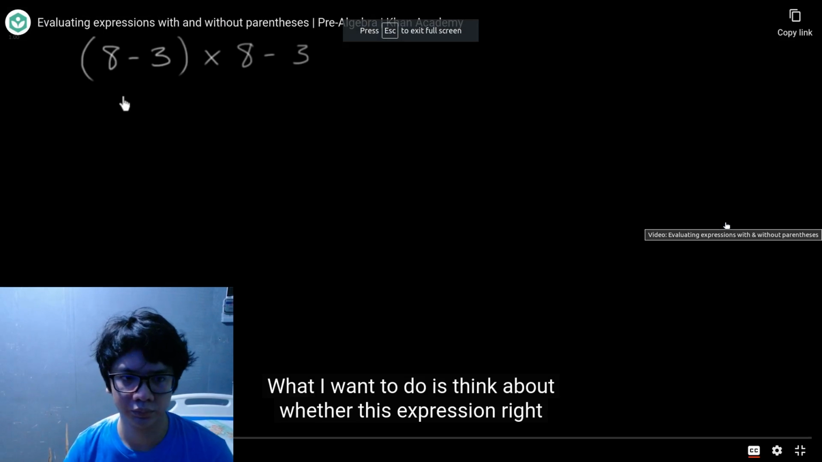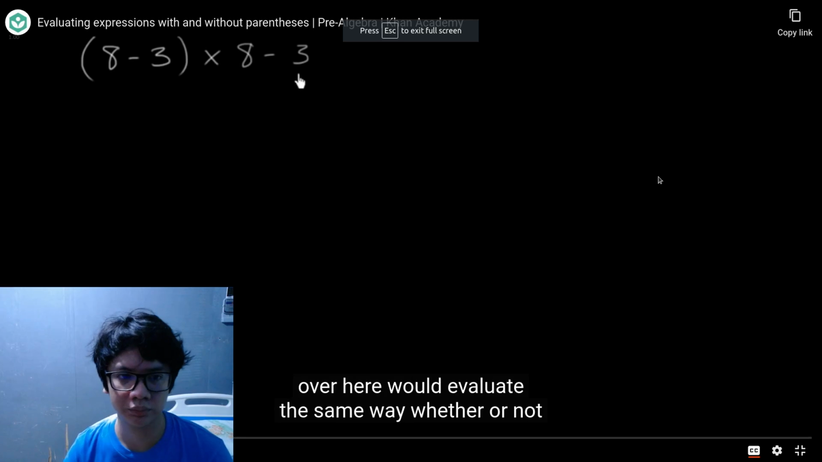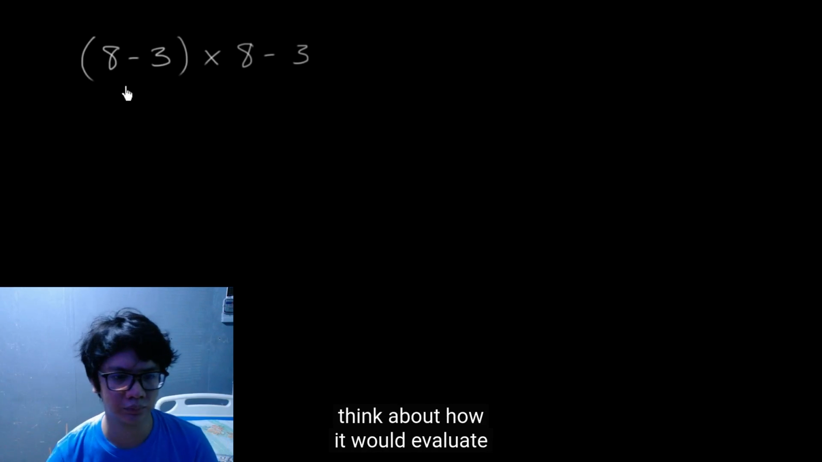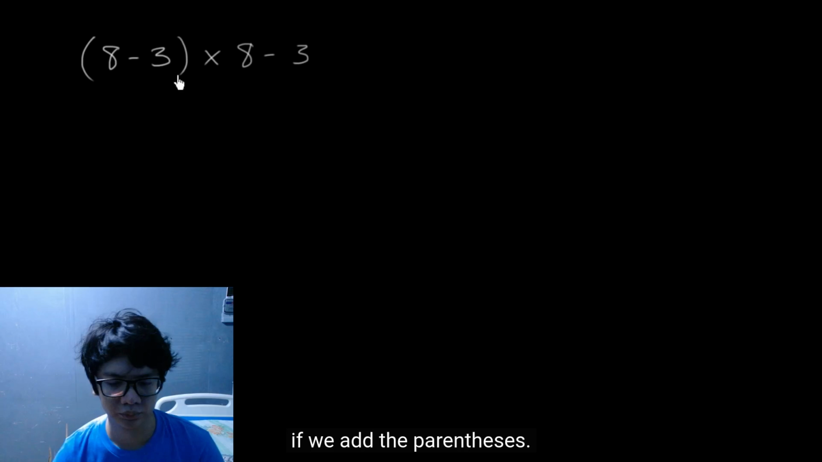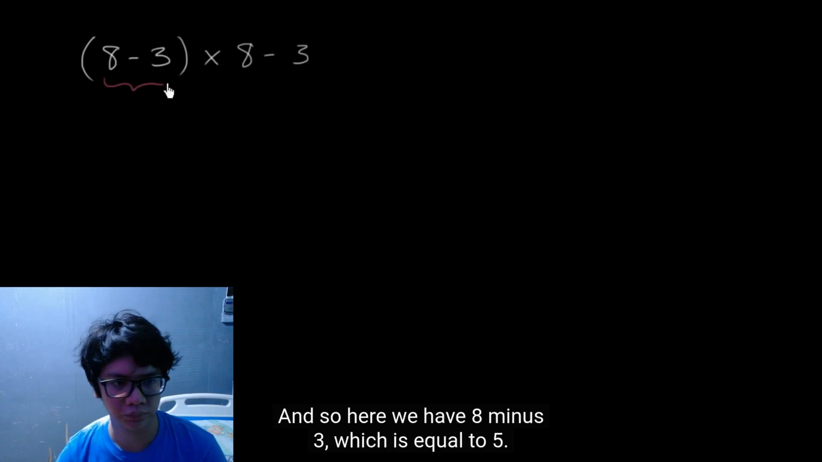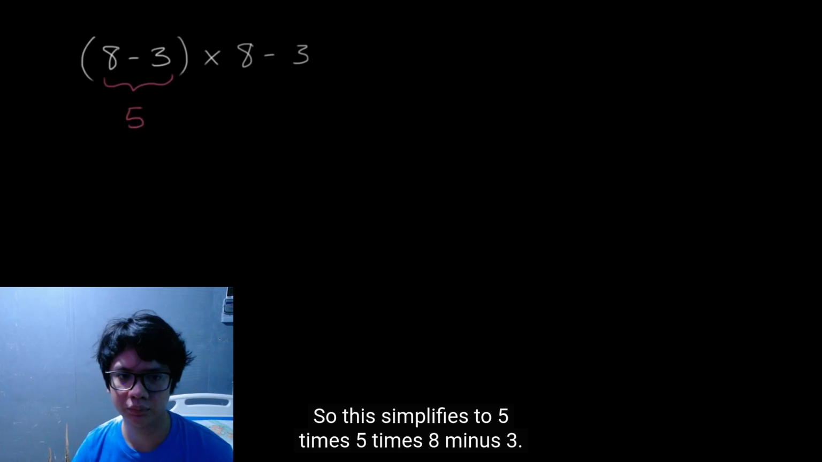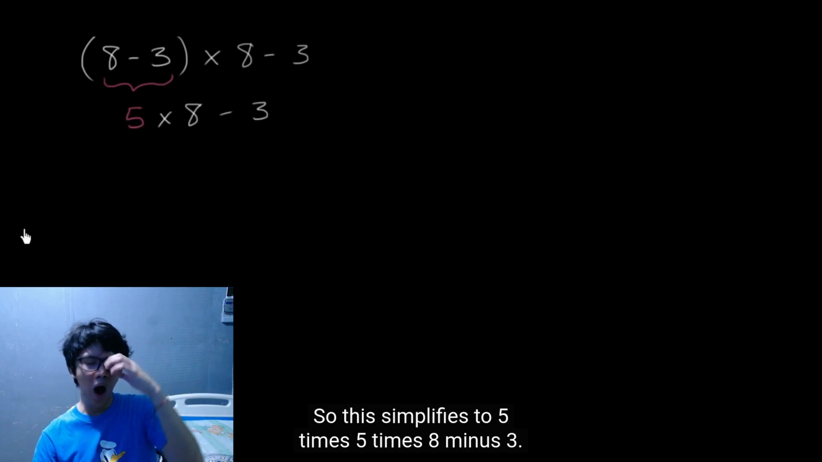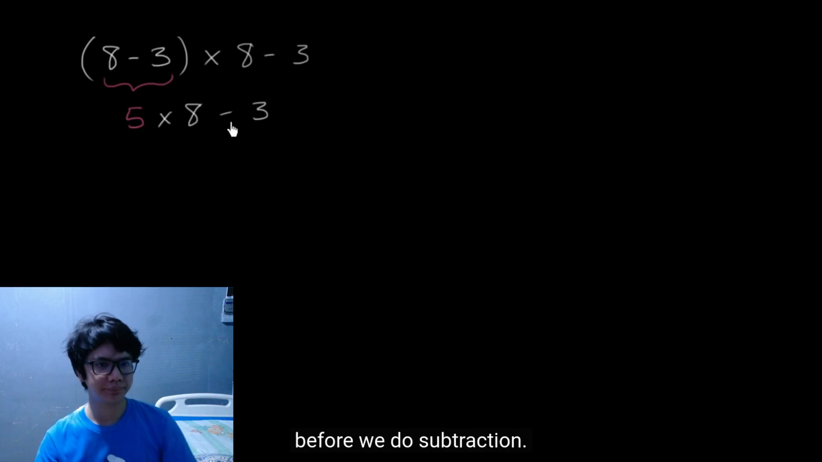What I want to do is think about whether this expression right over here would evaluate the same way whether or not we had parentheses. So to think about that, let's first think about how it would evaluate if we have the parentheses. If we have the parentheses, we want to do whatever is in the parentheses first. And so here we have 8 minus 3, which is equal to 5. So this simplifies to 5 times 8 minus 3.